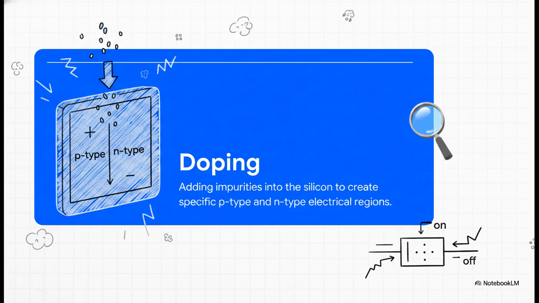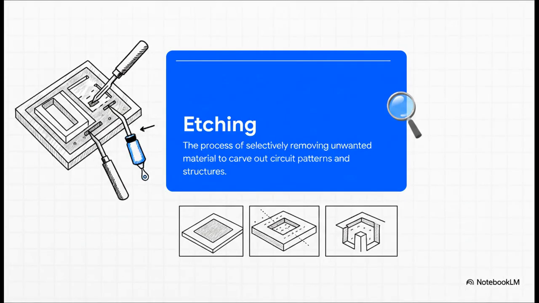It changes the silicon's electrical properties right where we want it to, creating these special little zones that become the all-important on and off switches for every single transistor. Next up, etching. So if photolithography was like drawing the blueprint, you can think of etching as the process of actually carving and sculpting that blueprint into a 3D reality. We are selectively removing material to create the physical shapes and trenches that will become our transistors.